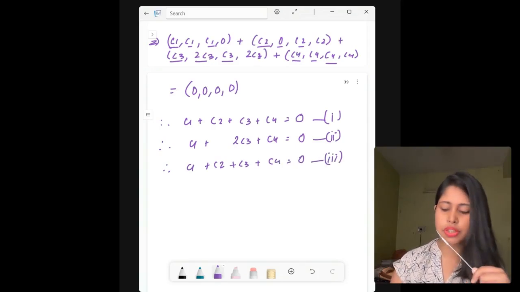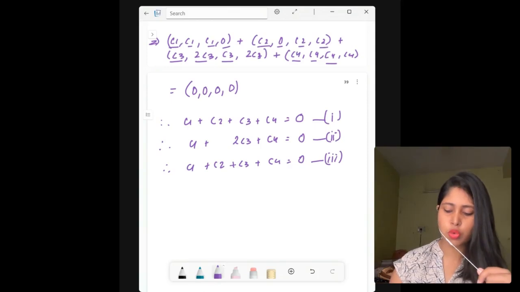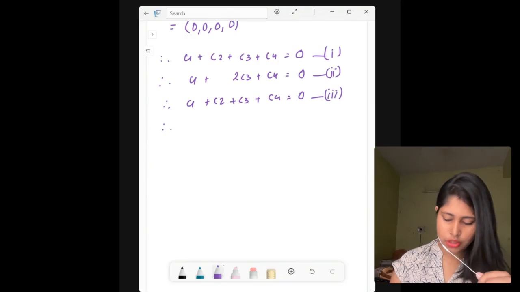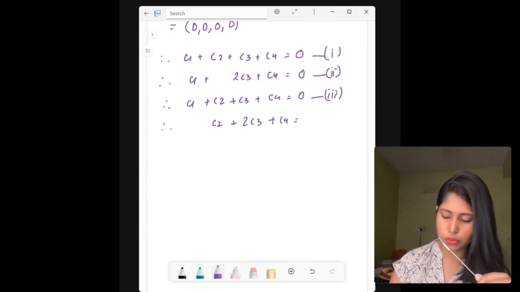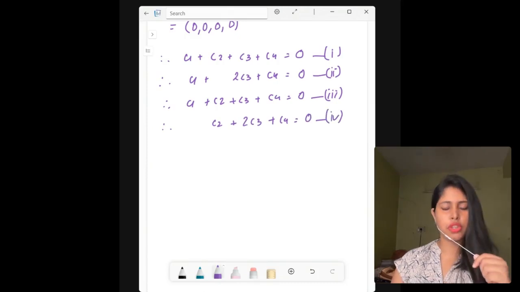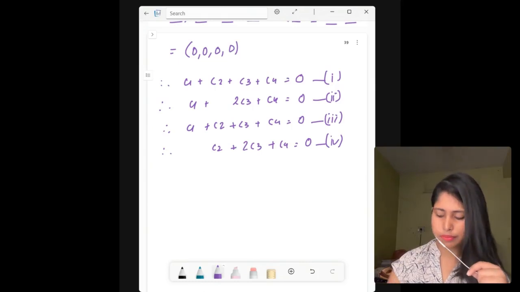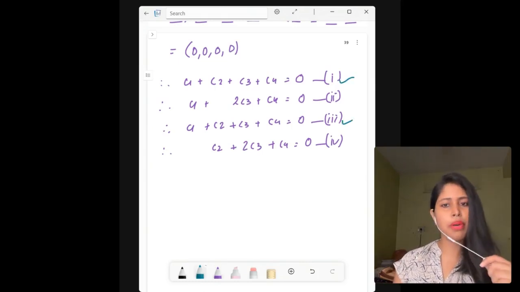And the last equation is 0 plus C2 plus 2C3 plus C4, right? So let me write that down. C2 plus 2C3 plus C4 is equal to 0. And this is our fourth equation. Now, if you notice, equation number 1 and equation number 3 are identical, right? So that is already a hint that the system is underdetermined.